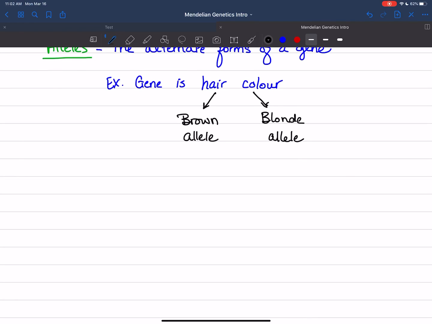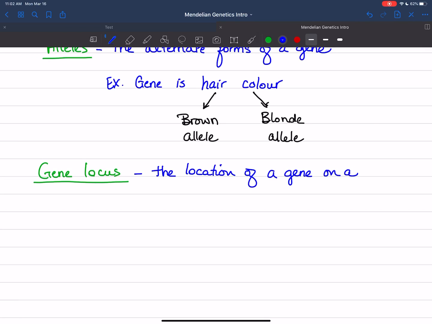And we're going to look at gene locus next. So gene locus, this is the location of a gene on a chromosome. And as we discussed in class, we said that mom and dad will have the same genes in the same location, so the same genes in the same locus, but their alleles could be different. Mom and dad are carrying the same briefcase, but the paperwork inside is different.